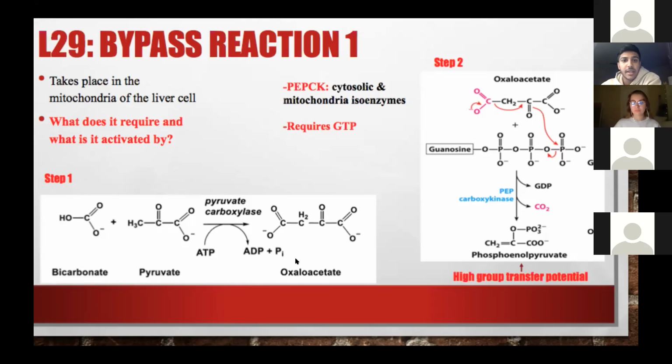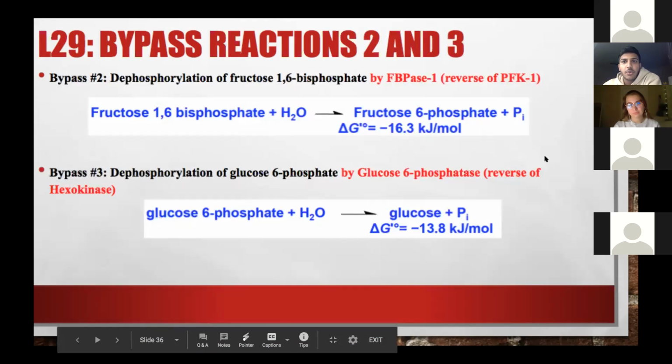And so the next step you're going to have is oxaloacetate, and you're going to be converting it to phosphoenolpyruvate, and that's going to be through PEPCK. And this one's kind of weird because it requires GTP, right? So typically we'd see ATP or stuff like that, but it's going to be using that guanosine triphosphate. And so the reason why we make this is obviously you're making a high group transfer potential molecule, phosphoenolpyruvate.